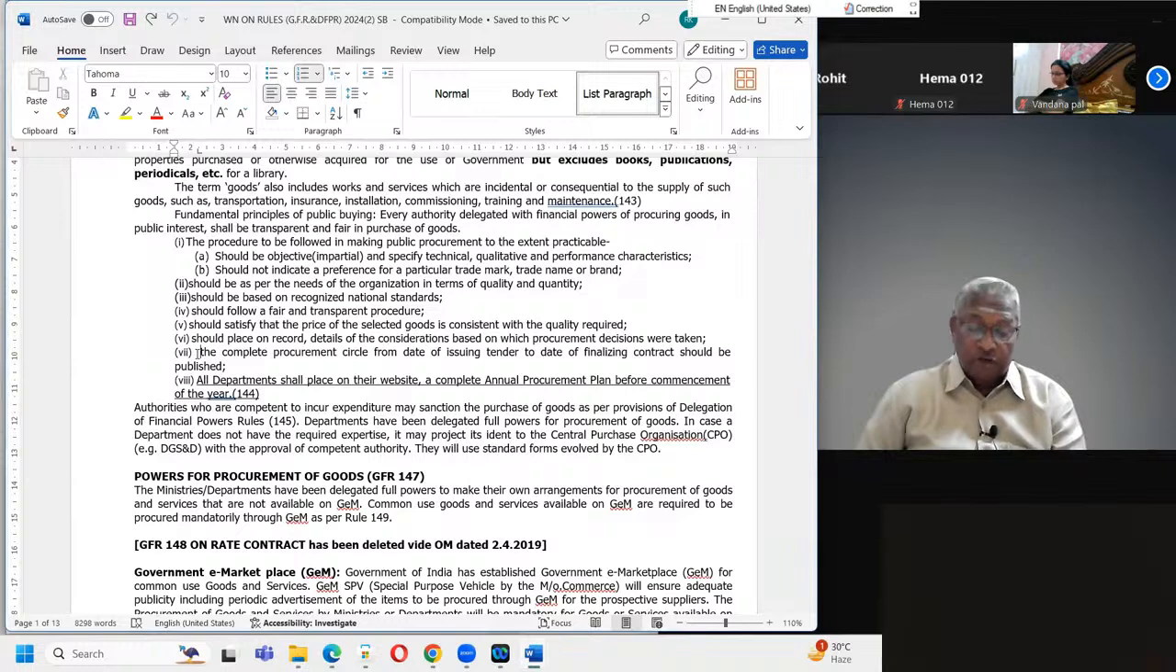The complete procurement cycle from date of issuing tender to date of finalizing contract should be published. Hereafter, everything will be required to be published. Published where? पुराने जमाने में all to be published in newspapers. वो क्या है, yellow pages. उसमें सारा कुछ ऐसा advertisement. वो now it is not there.